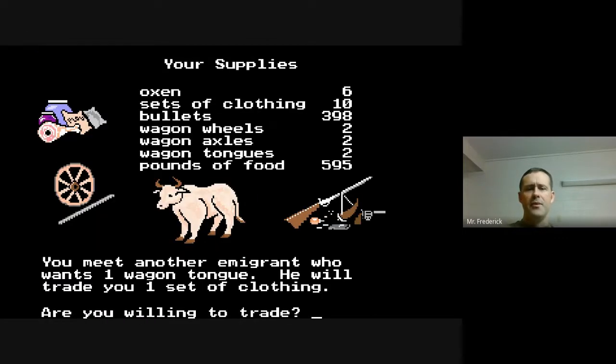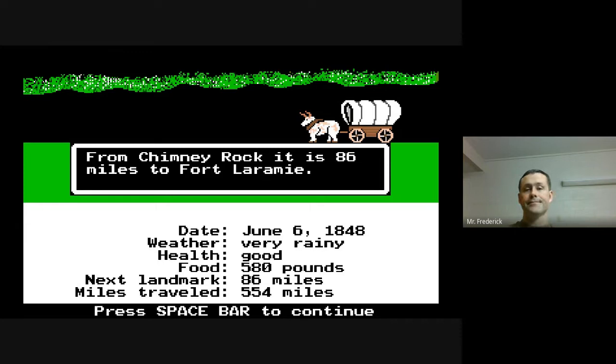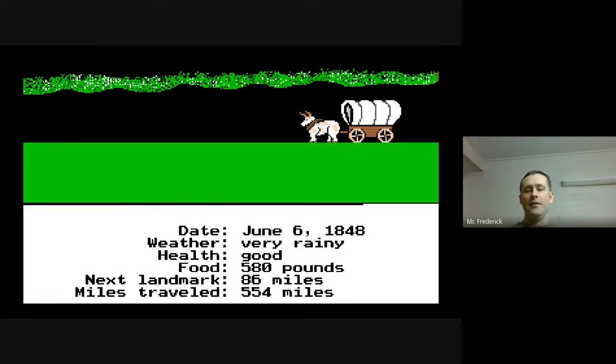Let's see if anyone wants to trade. You meet another immigrant who wants one wagon tongue. He will trade you one set of clothing. Are you willing to trade? I'm not. So I'll say no and continue on the trail. From Chimney Rock, it is 86 miles to Fort Laramie.